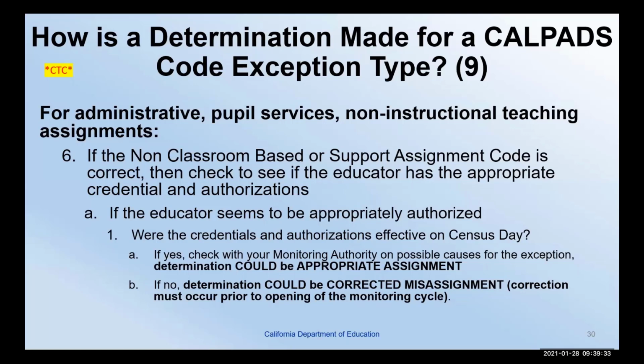confer with your monitoring authority, because as Erin said, there may be many reasons why it would be an appropriate assignment, including issues with our decoder and such. Now, if the educator did not hold the appropriate authorization on census date, but it was corrected after census date and prior to the monitoring in CalSAAS, then it's possible it may be a corrected misassignment.